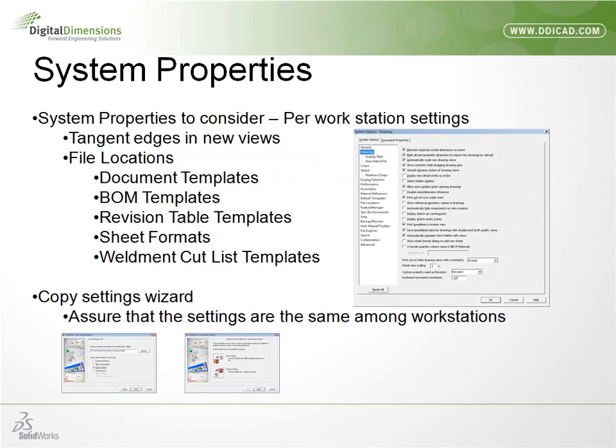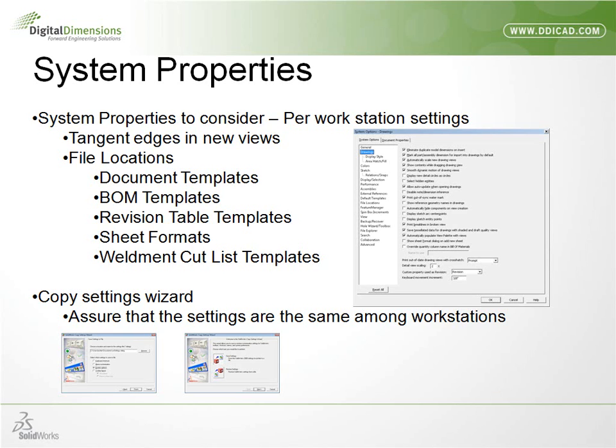After you get all your templates figured out, get everybody on the same page using their model items or their Dim Expert dimensions, or simply by settling on auto dimension for the part at the drawing, the next concern when generating new drawings is the system properties. That is the per workstation settings. They should all match because there are a few items that will change how the drawing looks based on the workstation. A good example of this is the tangent edges in a brand new drawing view. This is a per workstation setting.